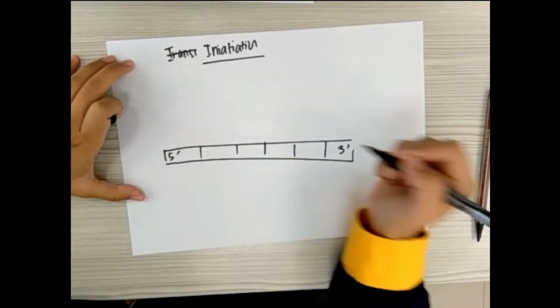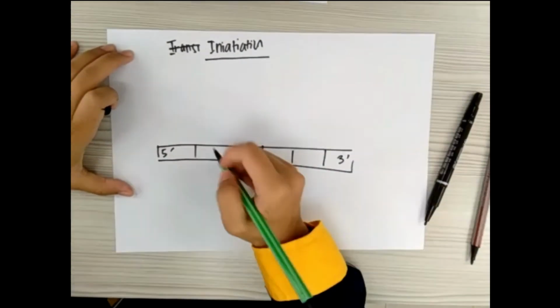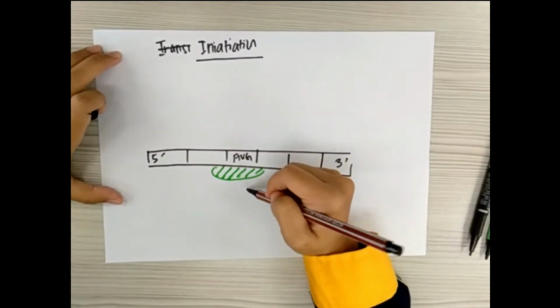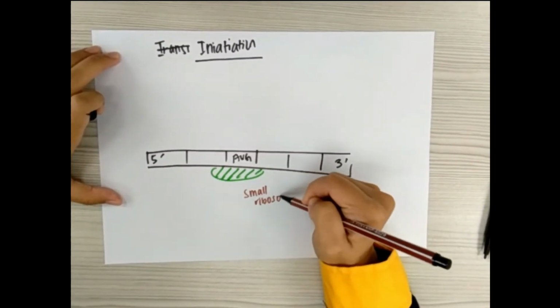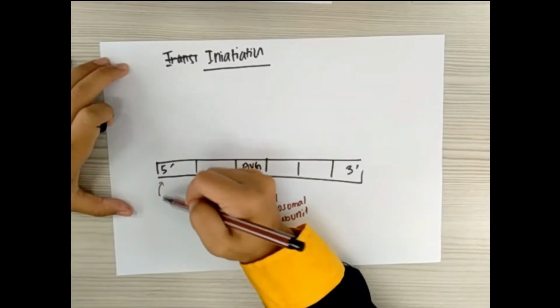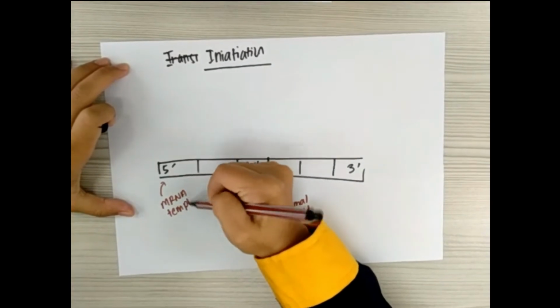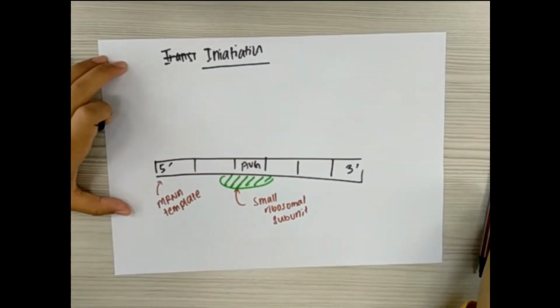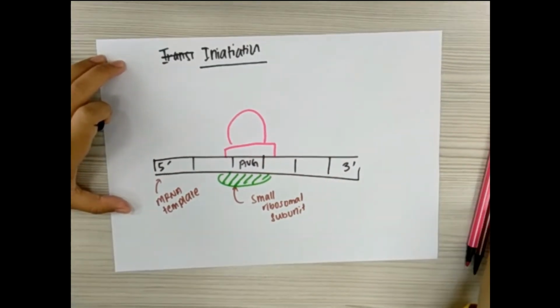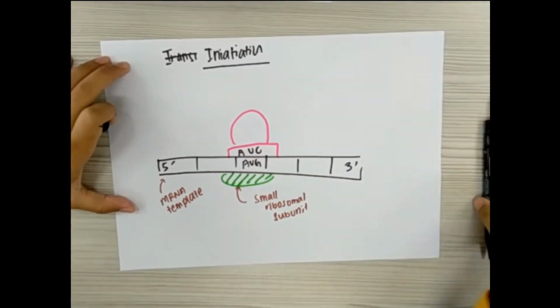Translation initiation begins when a small subunit of the ribosome, colored in green, attaches to the mRNA and moves to the translation initiation site. The initiation site on the mRNA contains the AUG codon. Then, tRNA, colored in pink, comes into the site that contains the AUG codon.